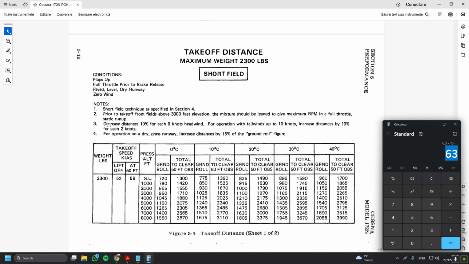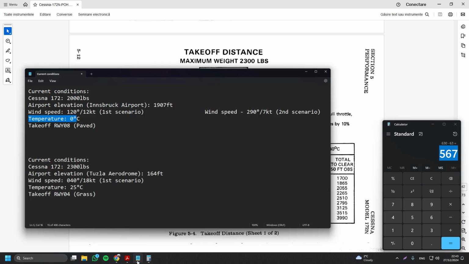So we have to do this, 630 minus 63. We have to subtract that because the distance decreases due to the headwind. Okay, that means 567 feet. So this is actually the correct ground roll for our aircraft in these wind conditions and also these temperatures. 567. Okay, let's do another case here.